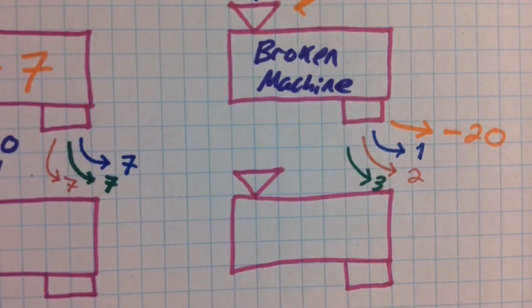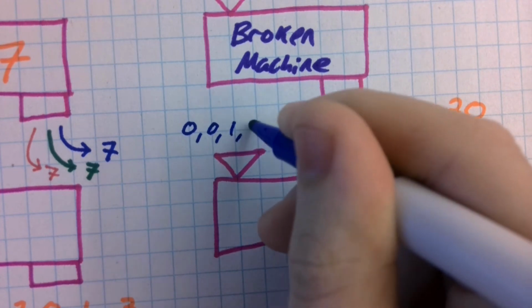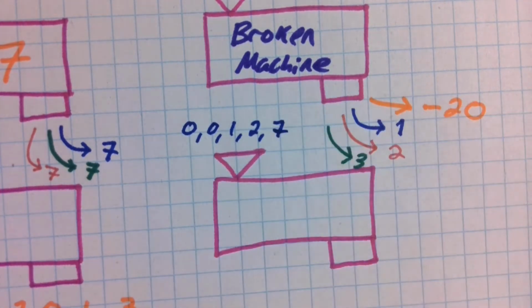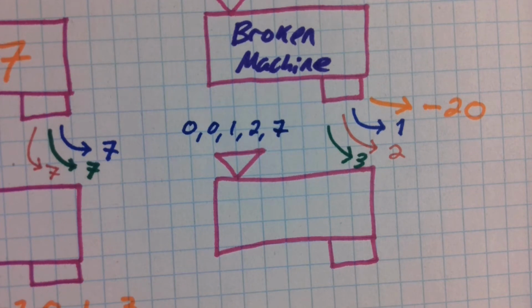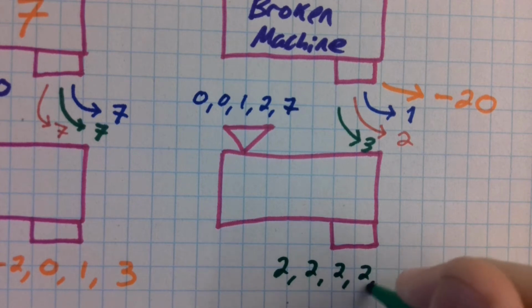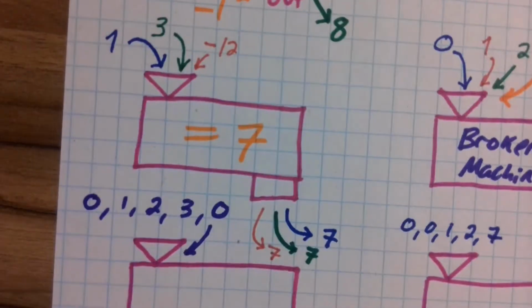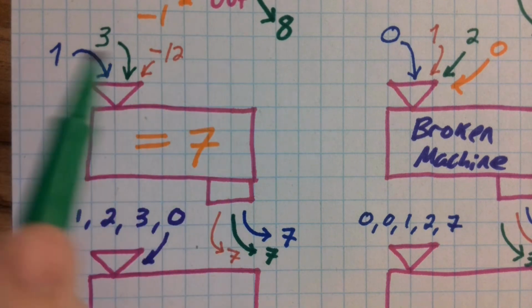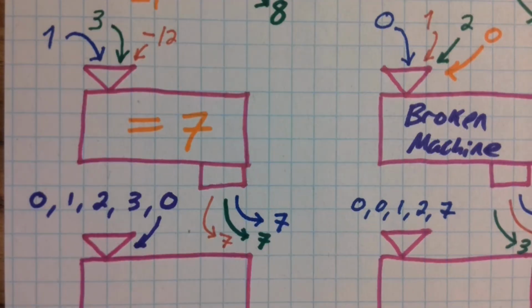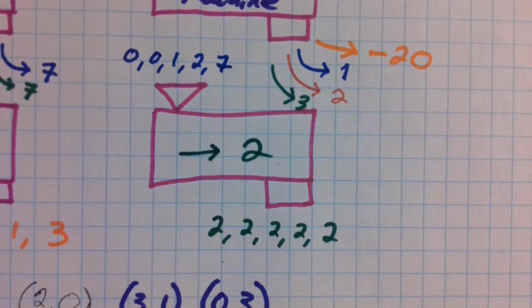Let's try another one. Let's say I gave you the following information. We're plugging in the numbers 0, 0, 1, 2, and 7. And every time I plug it in, I just get out 2, 2, 2, 2, 2. Uh-oh, do we have a broken function machine? No, because according to our rule up here, you could totally plug in a bunch of different things and get out the same output. That's totally fine. The rule is just that whatever we plug in gets changed into 2. That's just our rule.